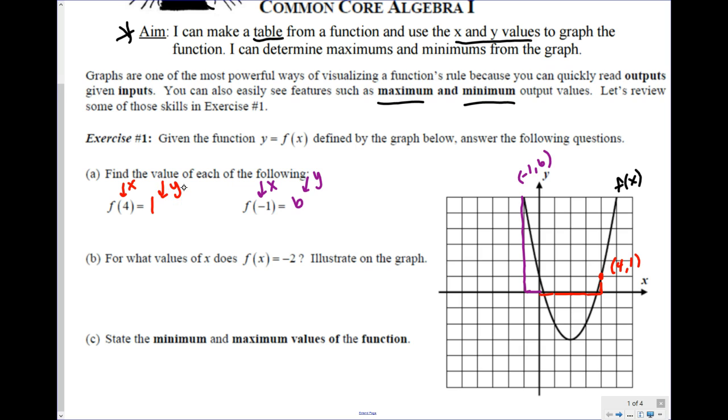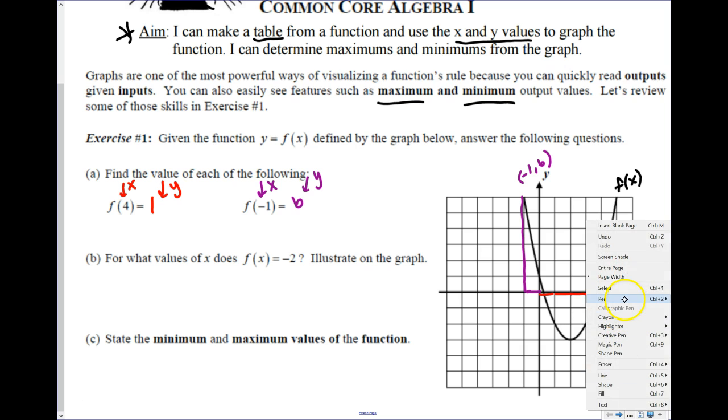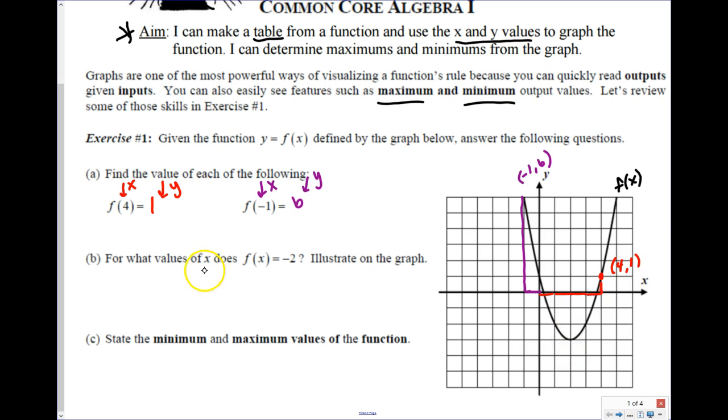Okay? B, for what values of x does f of x equal negative 2? This question is now saying, hey, we're looking for our input given that the output is negative 2. So this is saying, where is y negative 2? So I'm going to look on my y-axis, which is the one that goes up and down, and y is negative 2 is right here.